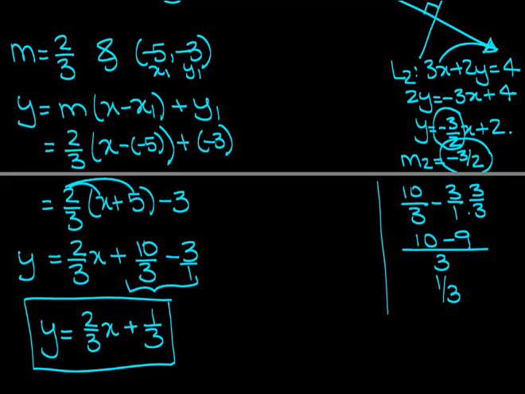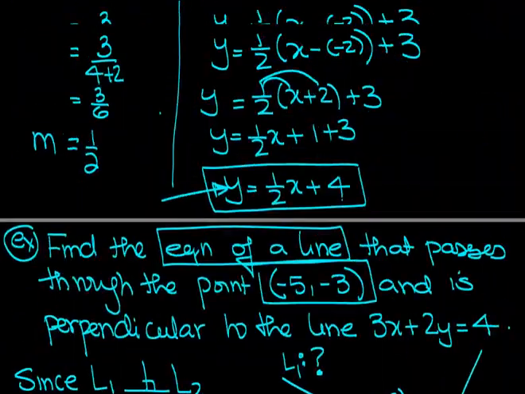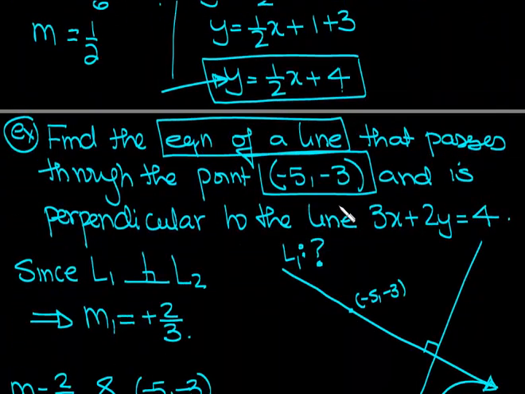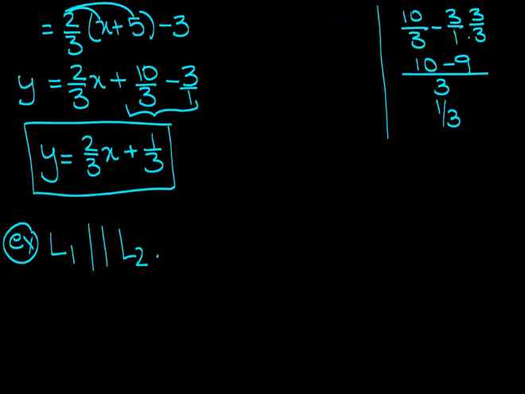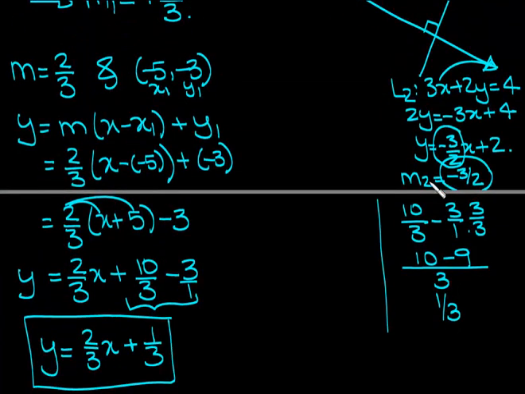Alright, let's do the same problem again, except say that L1 is parallel to L2. So I want to find the equation of a line such that it passes through this point, but now the lines are parallel. So let's do that. Well, everything still stays the same. We know how to find the equation of the second line, right? We isolate y, so we got negative 3/2.